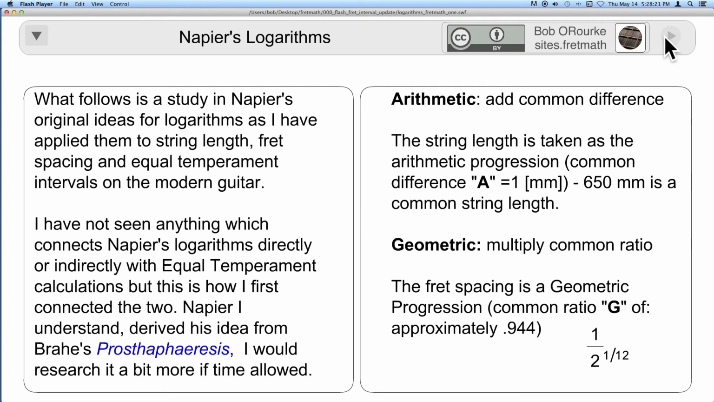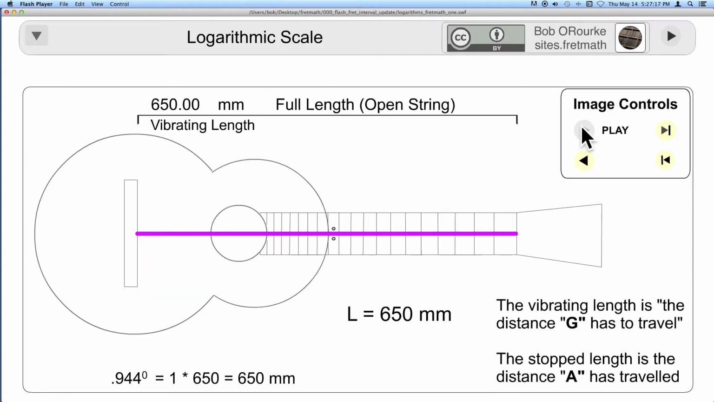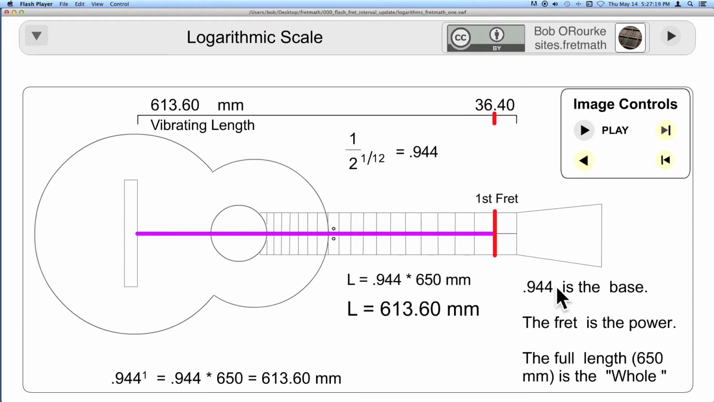And here's an earlier version. As it says here, I really have never seen anything directly connect Napier's logarithms with fret spacing on a lute or guitar, but it fits. 0.944 the base, the fret would be the power, and the full length would correspond to Napier's whole sign.